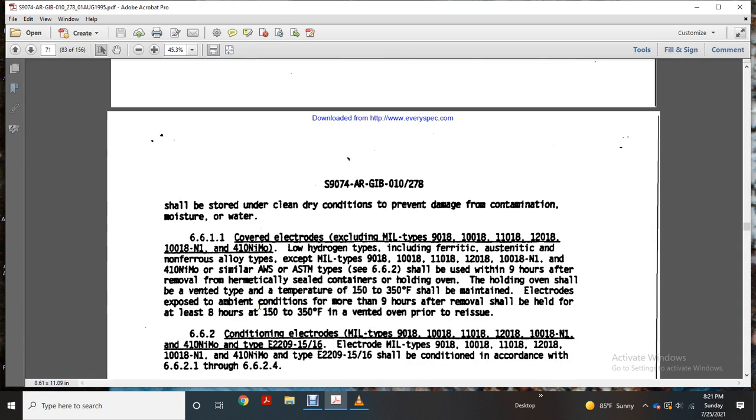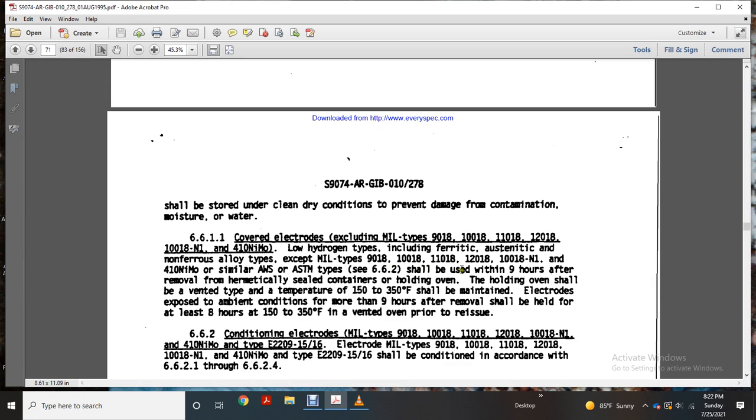661 covered electrode MIL types 9018, 11018, 11118, 12018, N1, 4010 nickel molybdenum. Low hydrogen types include ferritic and austenitic non-ferrous alloy types, except for the MIL types 9018, 11018, 11018, 12018, 11818, N1, and 4110 nickel molybdenum or similar AWS ASTM types.